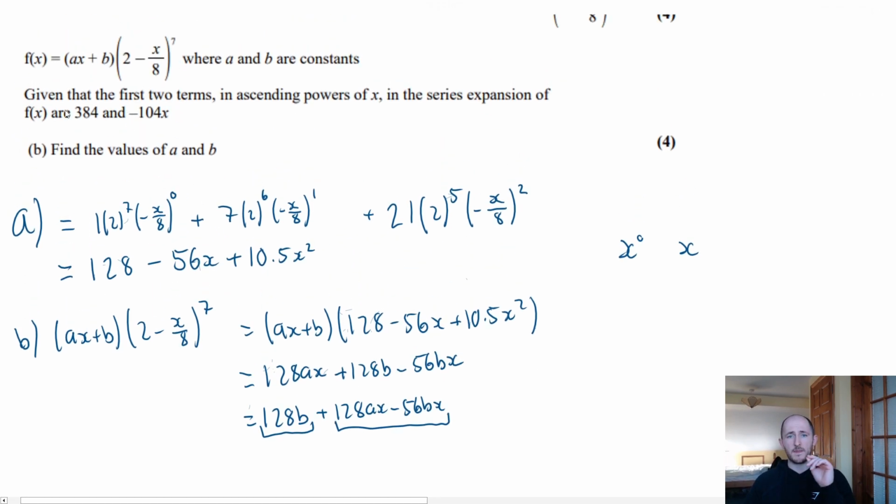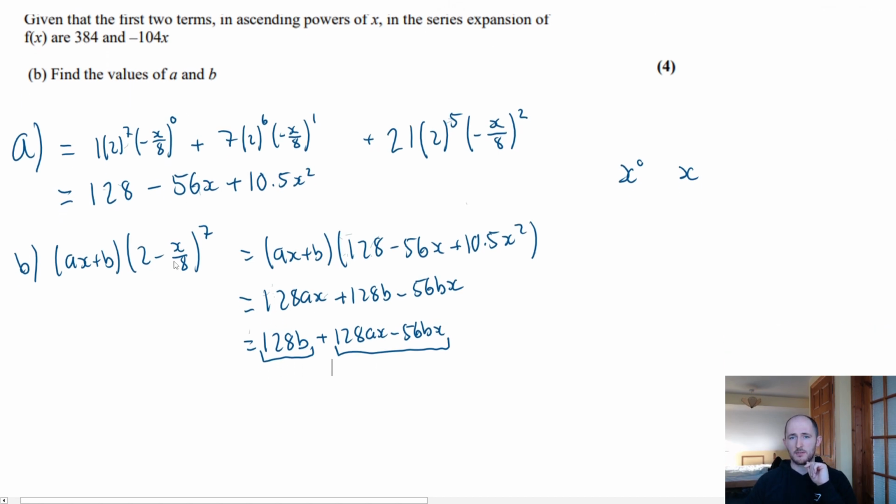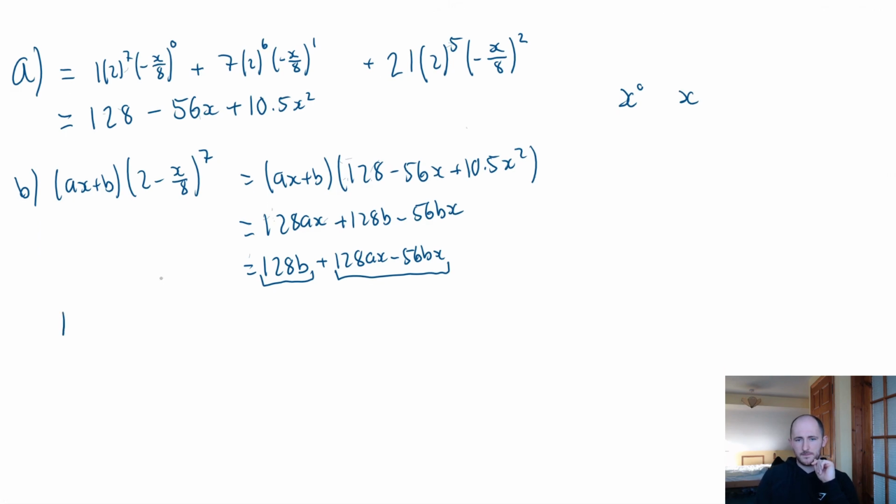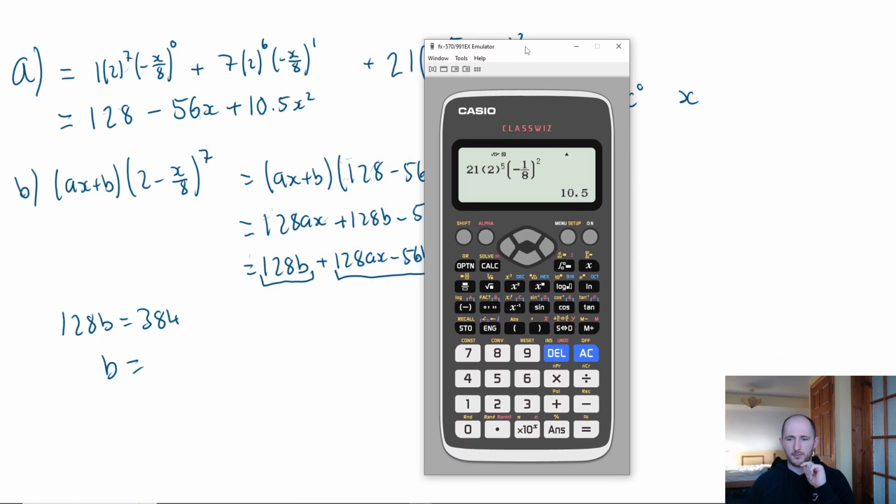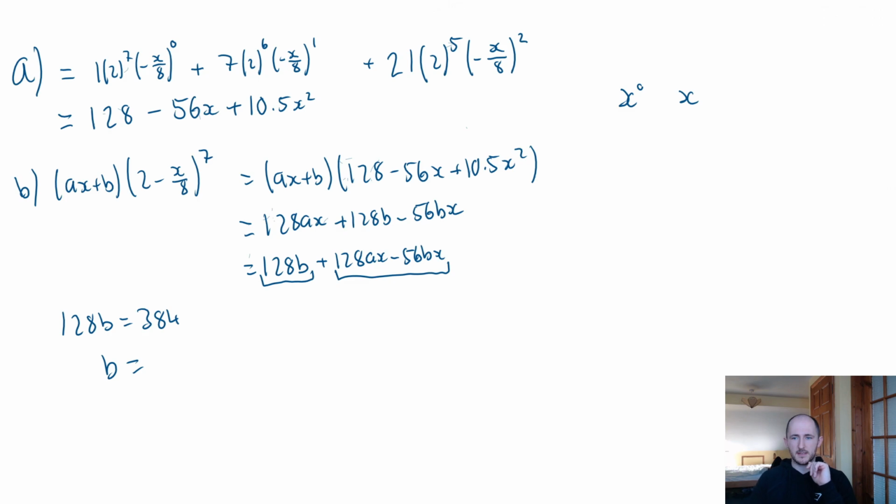And it tells me what they're equal to. So 128b, the first term, should be equal to 384. Divide both sides by 128. I'm going to pray that this isn't an ugly number. 128. Actually, I think it goes in 3 times. Perfect. So now I know that b is 3.